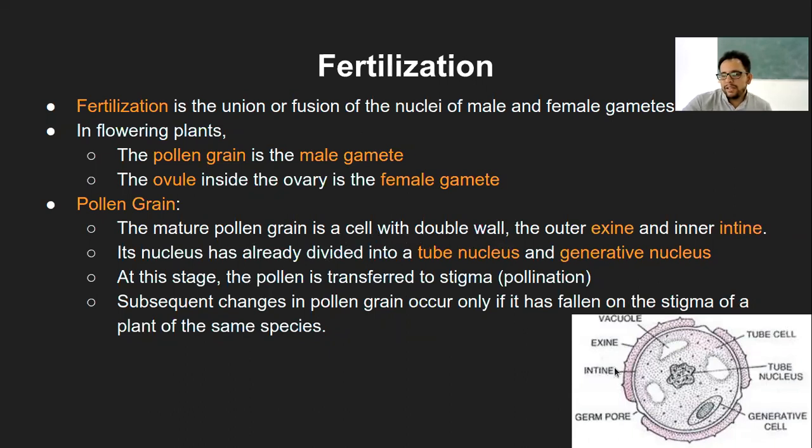The outer one is called exine, the one which is thicker, and it's kind of segmented or broken. It's not continuous around the pollen grain. That is called exine, and the inner one is called intine. So this inner circle that you see is the intine, and the outer thicker one is exine. Then the nucleus of this pollen grain is divided into two nuclei: one is called the tube nucleus and the other one is called the generative nucleus.